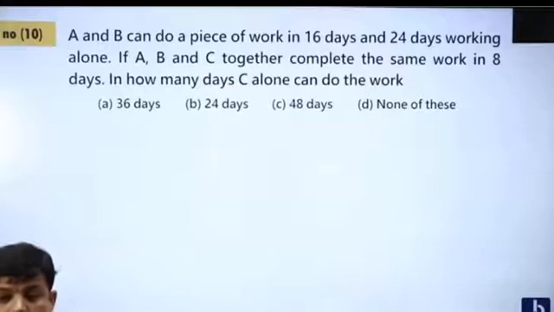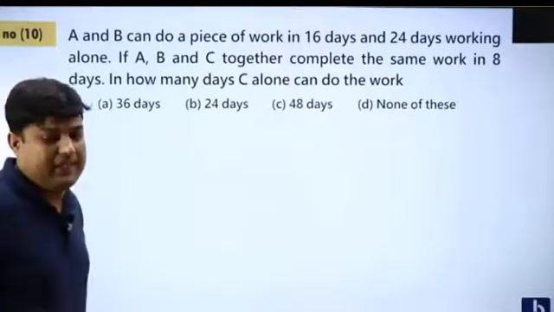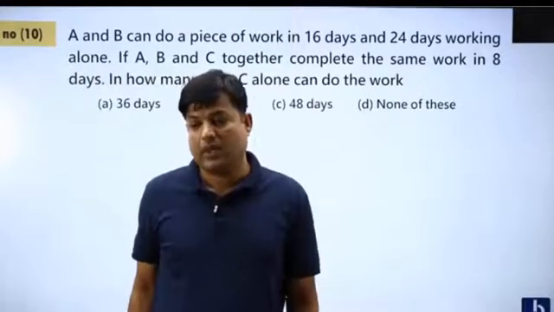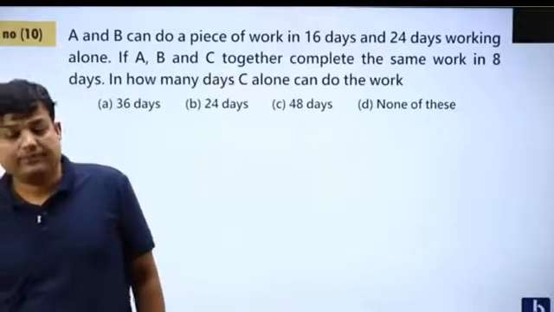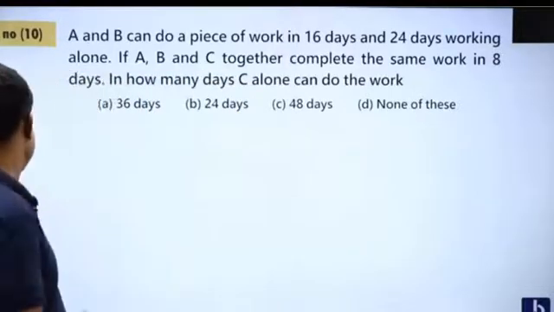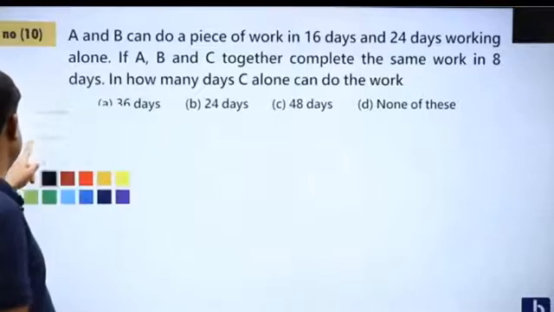Amit got 24. Aniket got D, none of these. Amruta got 48. I'll tell you. Listen, everybody, carefully. The people who have got it or not got it, listen.